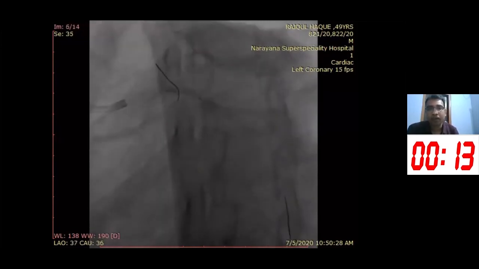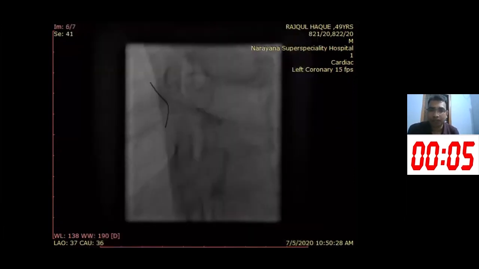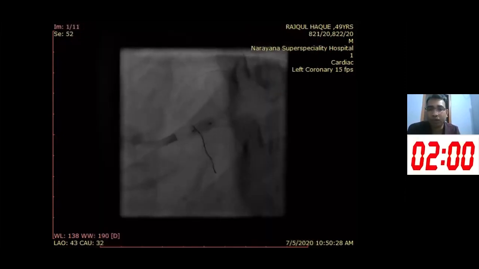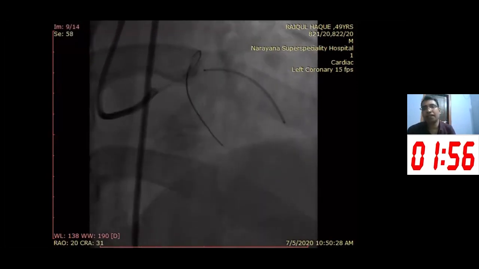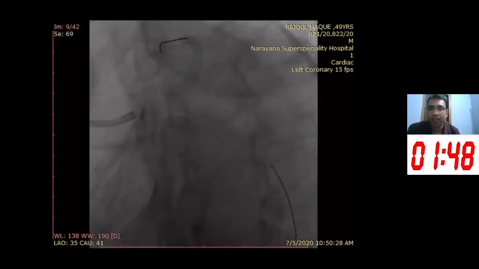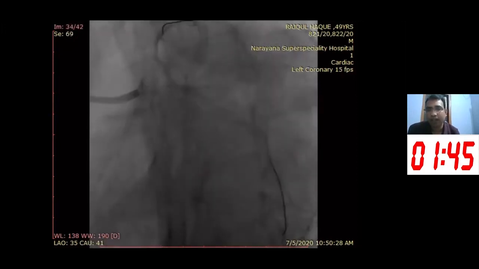Then we recrossed the LCX stent and inflated with a 3 balloon. Then kissing balloon was done with a 3.5 balloon in the LMCA to LAD and a 3 balloon in the ostial LCX. This is the kissing balloon, and then POT was done with a 4x8 balloon. Then I treated the mid LAD lesion also with a 2.75x38 balloon, inflated and post-dilated it. This is my final angiographic shot.